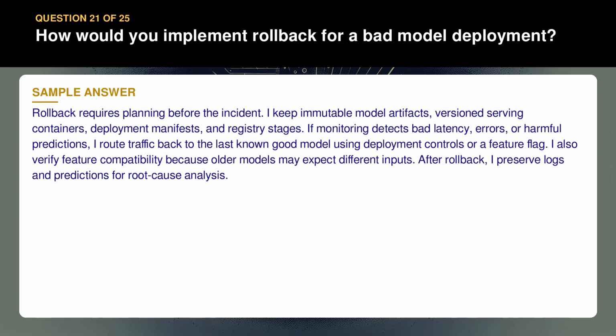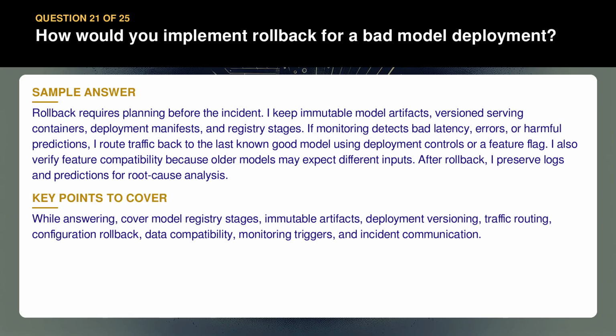Rollback requires planning before the incident. I keep immutable model artifacts, version serving containers, deployment manifests, and registry stages. If monitoring detects bad latency, errors, or harmful predictions, I route traffic back to the last known good model using deployment controls or a feature flag. I also verify feature compatibility because older models may expect different inputs. After rollback, I preserve logs and predictions for root cause analysis.